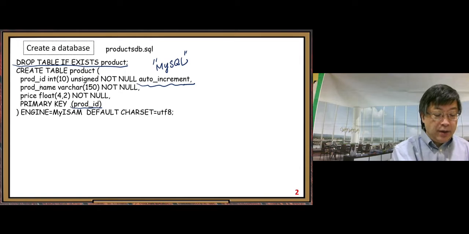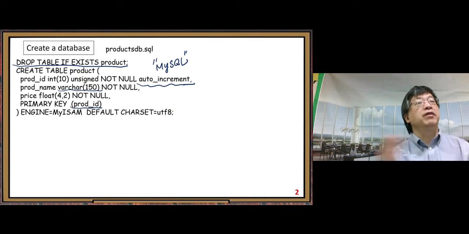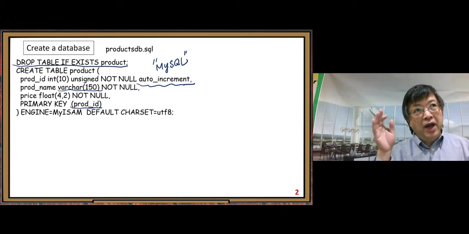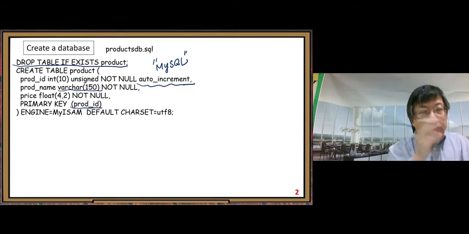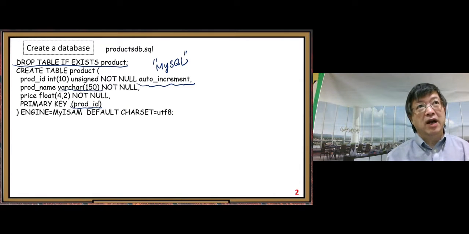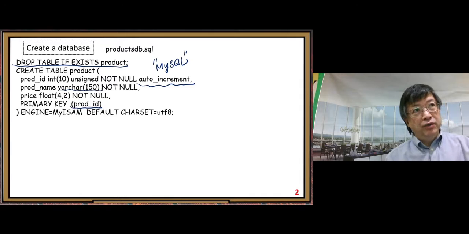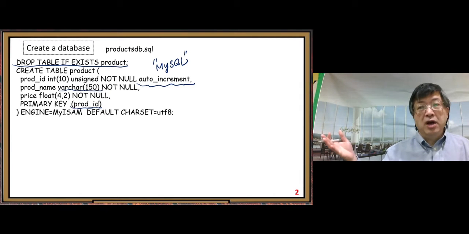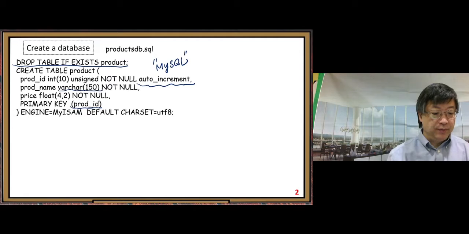Then varchar, variable character, 150. So this is a string. It can contain up to 150 characters. Not null, you have to provide a value. Otherwise, you cannot enter a new row if a value is not provided for this field.